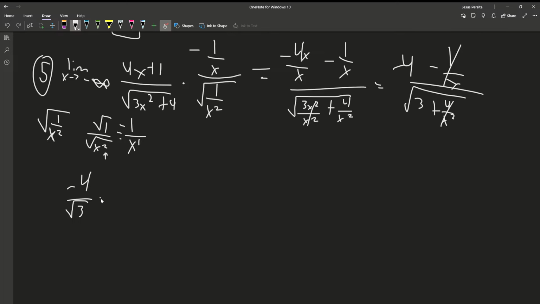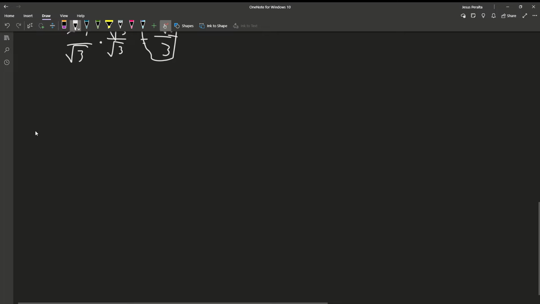So we multiply top and bottom by square root 3, and we get 3 under negative 4 times the square root of 3, which is our answer. Number 6.